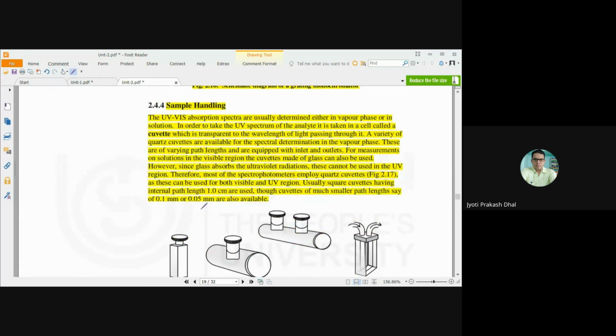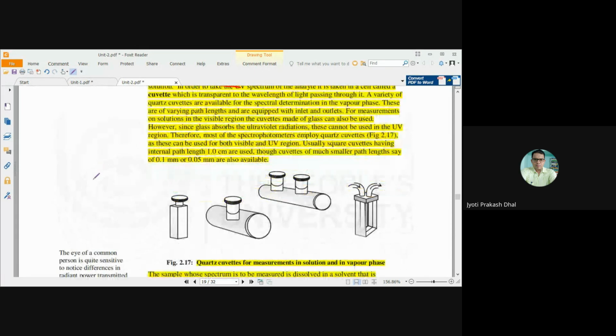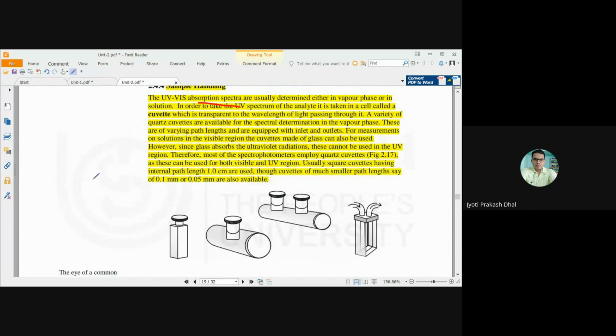And now coming to sample handling. UV visible absorption spectra are usually determined in vapor phase or in solution phase. Generally it is not observed in solid state. It is observed in either vapor phase or solution phase, in order to take the UV spectrum of the analyte.